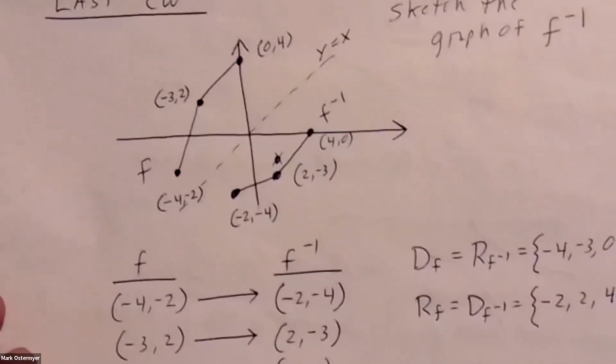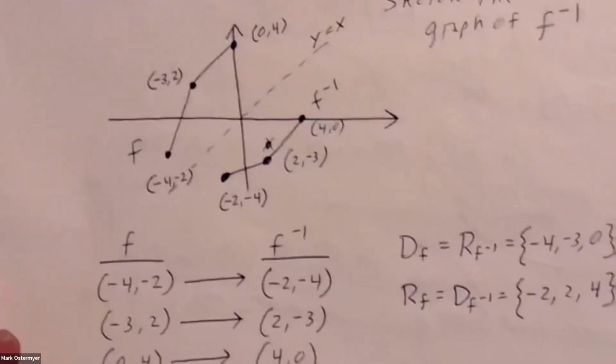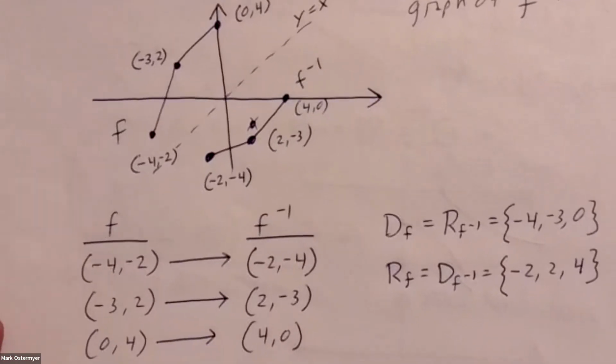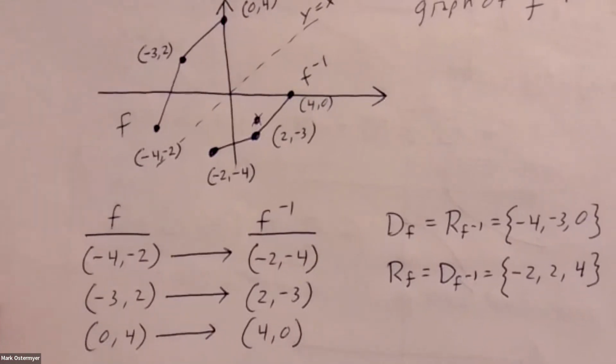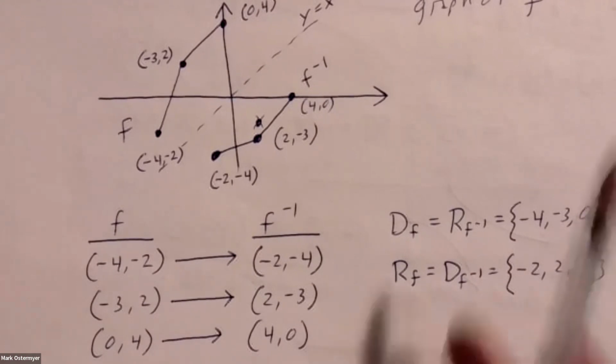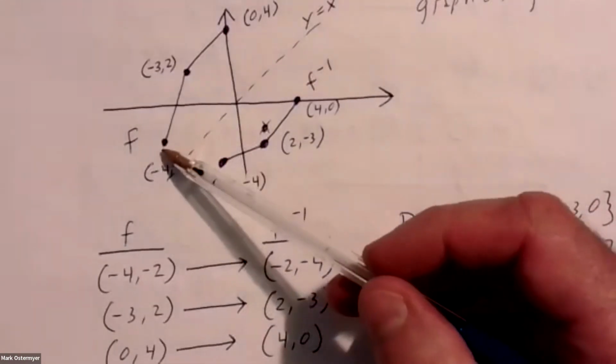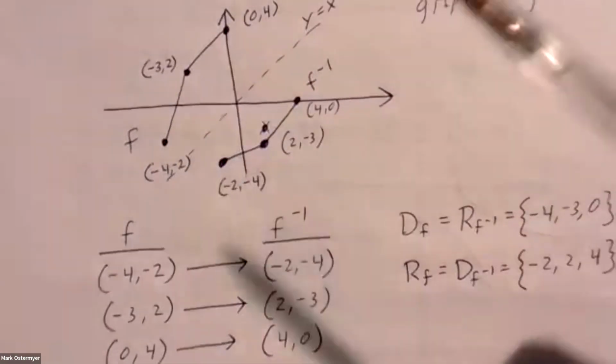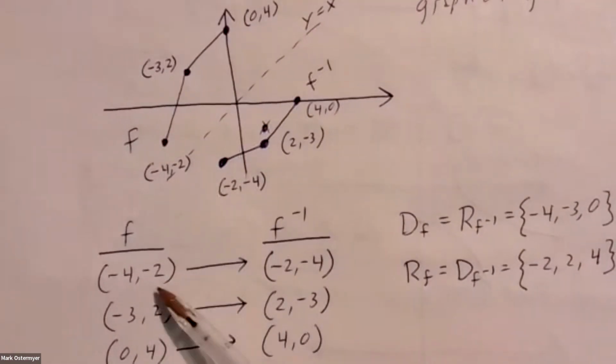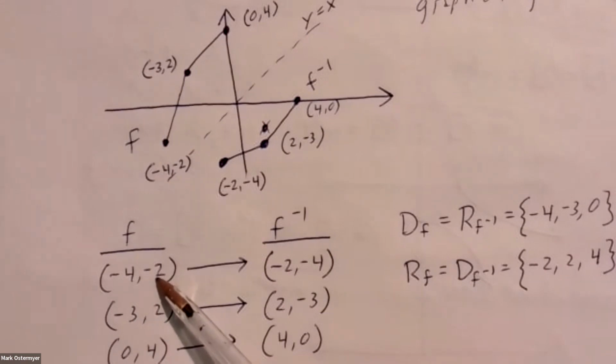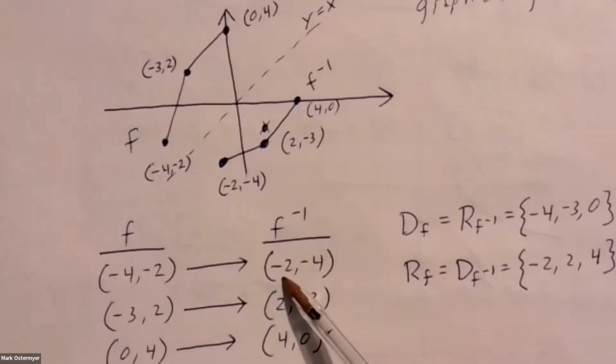Okay, so what does an inverse function do to the points that lie on the graph of the original function? Well, here's the graph of the original function f, and what the inverse function does is just interchange the x and y coordinates. So the point -4, -2 on the original graph becomes the point -2, -4 on the graph of the inverse function.